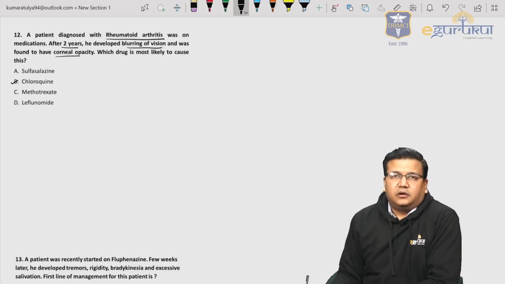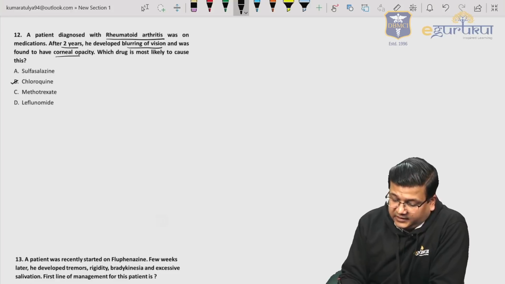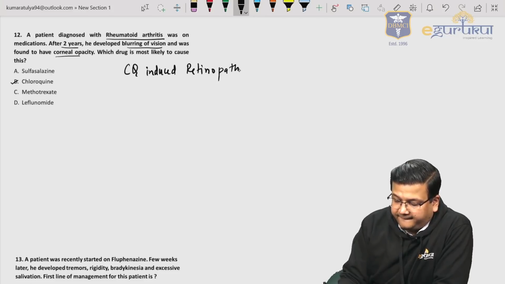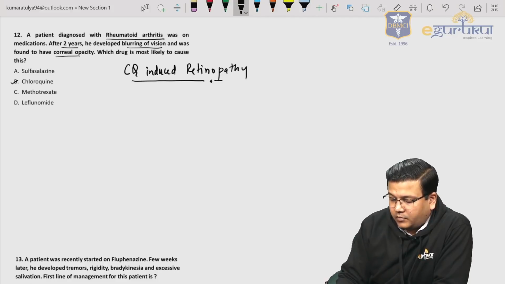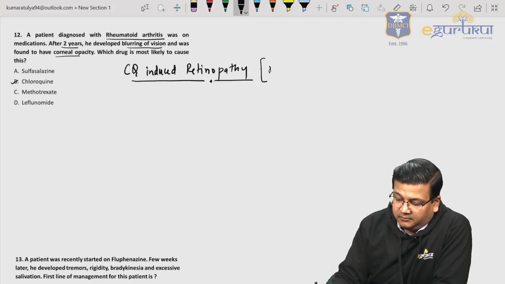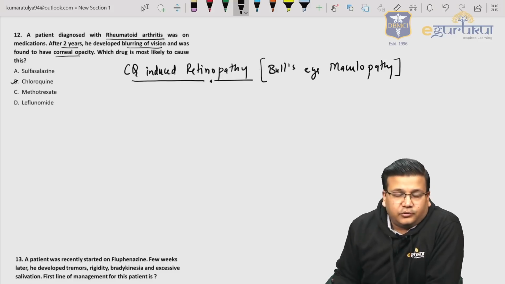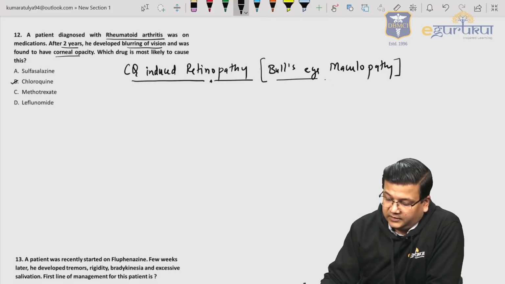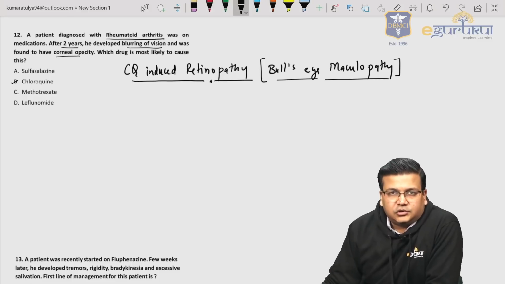So what property or side effect is being asked? The side effect being asked is chloroquine induced retinopathy, which is also known by the other name, bull's eye maculopathy. So chloroquine induced retinopathy or bullseye maculopathy. That is what we call the retinal damage caused by chloroquine.